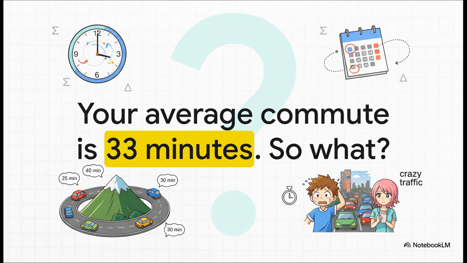Imagine you track your commute for a week, and the average time is 33 minutes. Okay, so what? Is that good? Is that bad? Does it actually help you plan your morning? I mean, does it tell you if your commute is super consistent, or if you need to build in a huge buffer for those days with wild traffic? An average, all by itself, just doesn't give you the full picture, not even close.